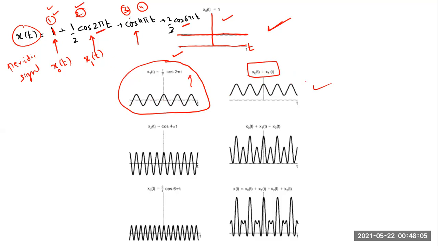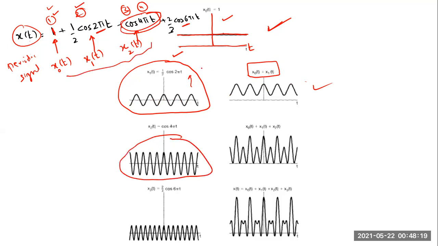And now if you consider the third component, which I can call x2 of t, if you plot only this signal, this is going to be its shape. But now if you add the three components, the first component, second component, and third component, together, this is going to be the shape of your signal.